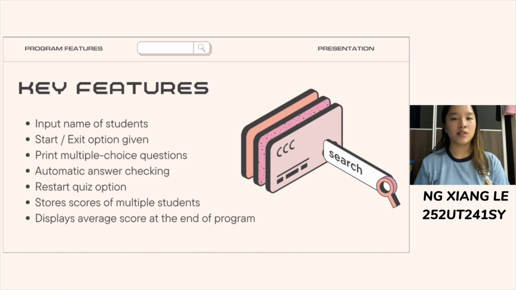When students choose to exit the program, the system will display the average score and total score at the end of the program. While for a student who chooses restart, the system will run again with enter name, choose start or exit, and also answer the quiz. That's all for the key features.